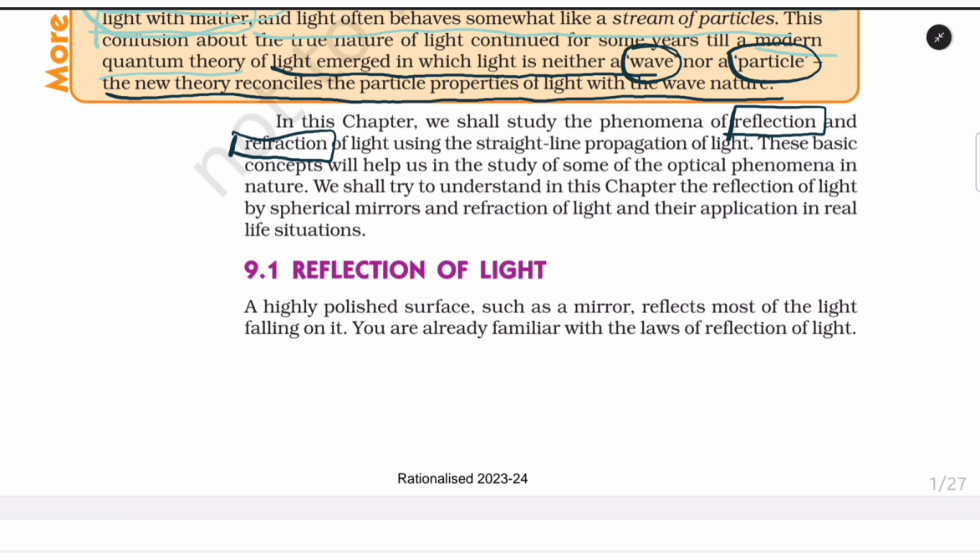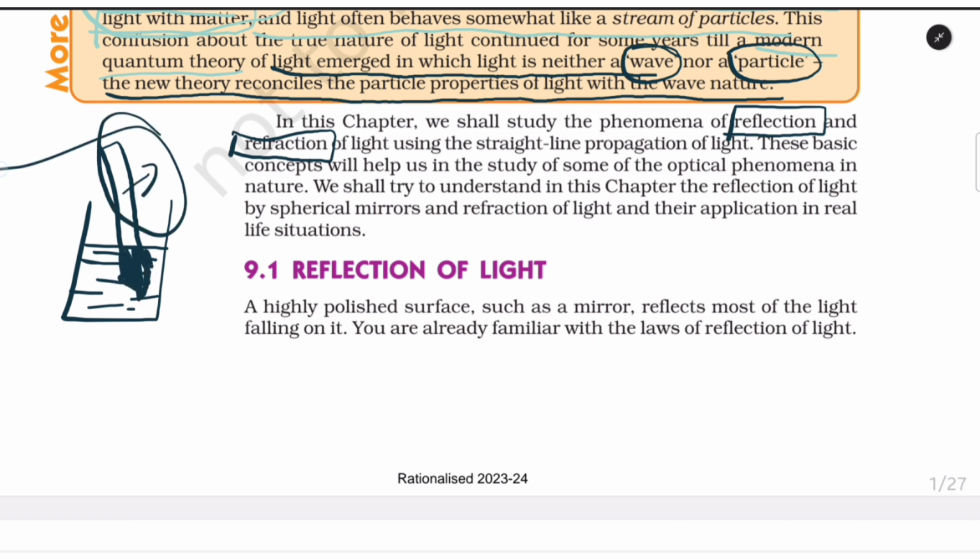Reflection is when light falls on any object and reflects back; that is called reflection. Refraction means bending of light. When you take a transparent bowl, fill it with water and dip a pencil inside, the pencil looks very big inside the water, but outside it is normal size. This is known as refraction.